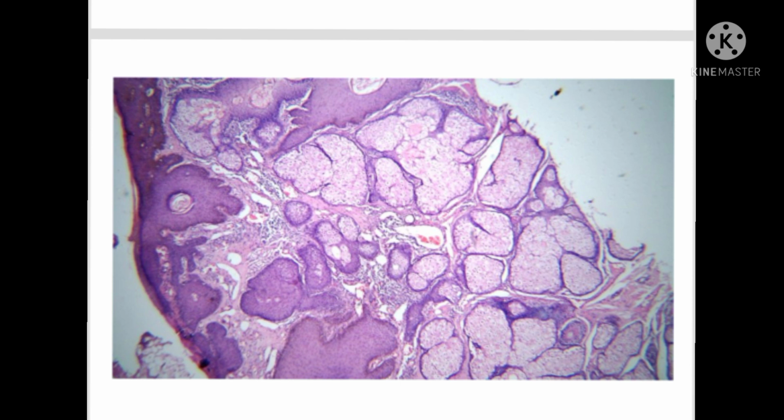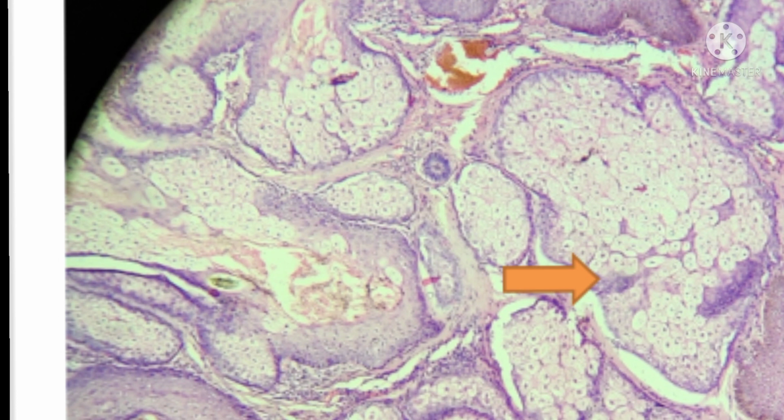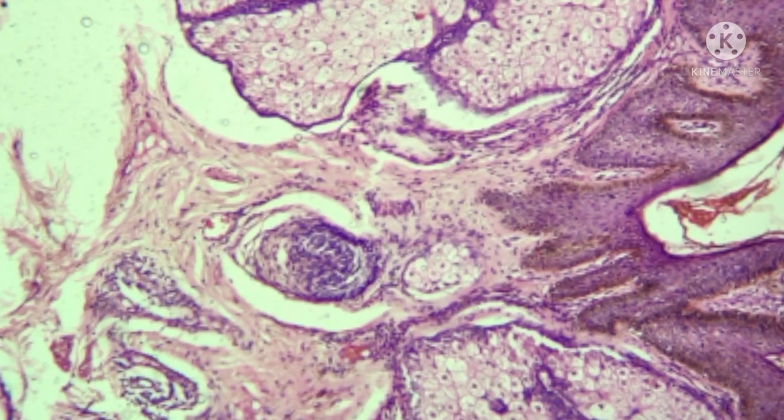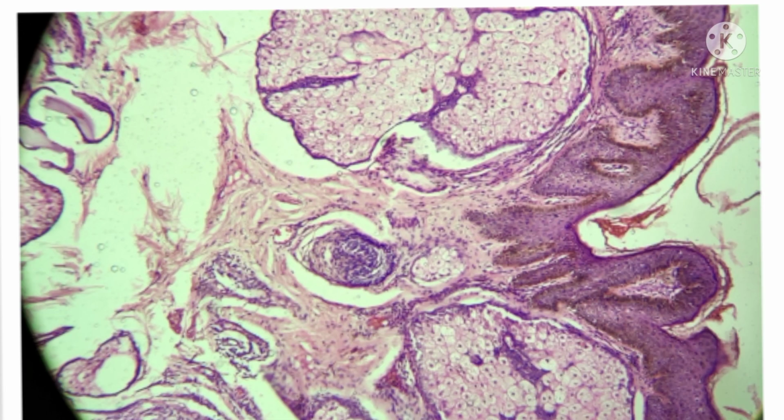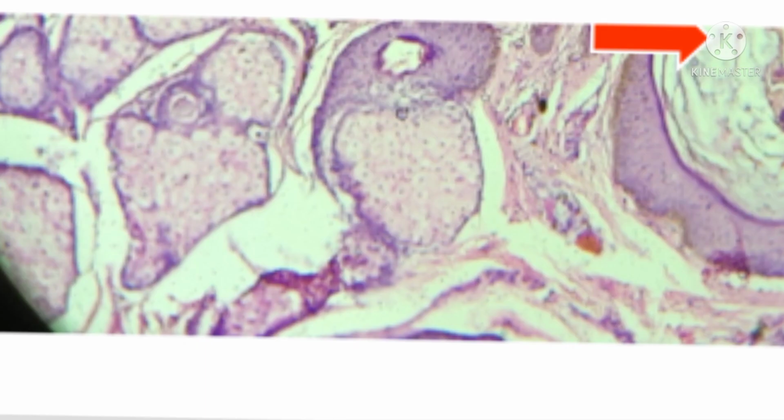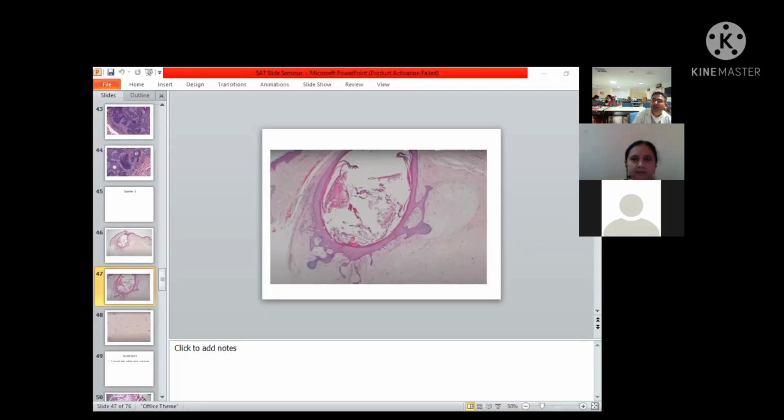Also, a few immature hair follicles are present here. Some features of acanthosis are also present, along with sebaceous hyperplasia, papillomatosis, and ill-formed hair follicles. This would be nevus sebaceous of Jadassohn.